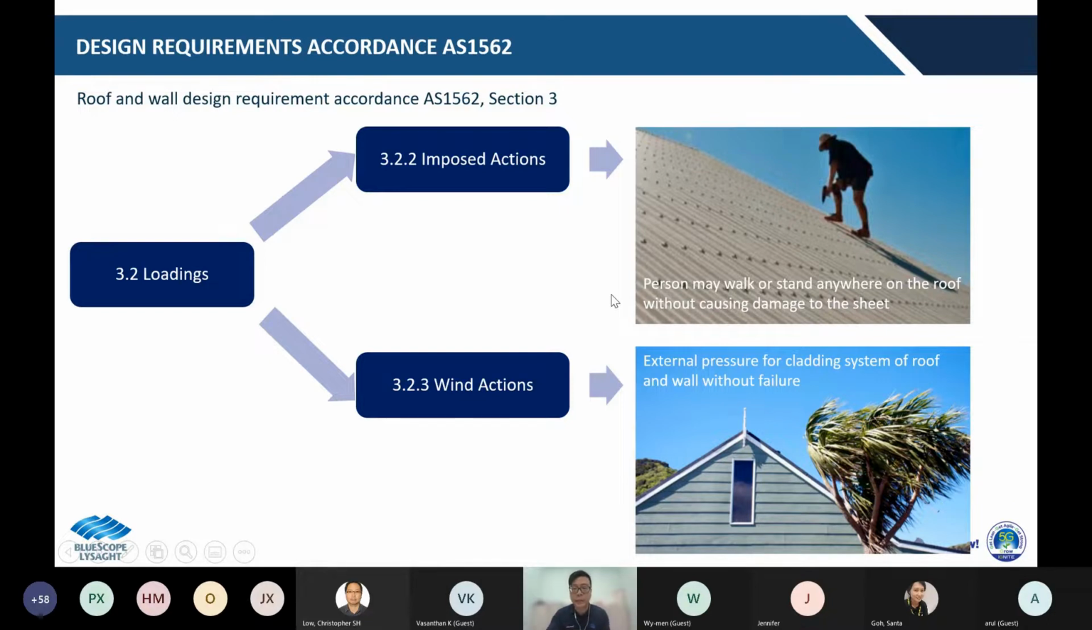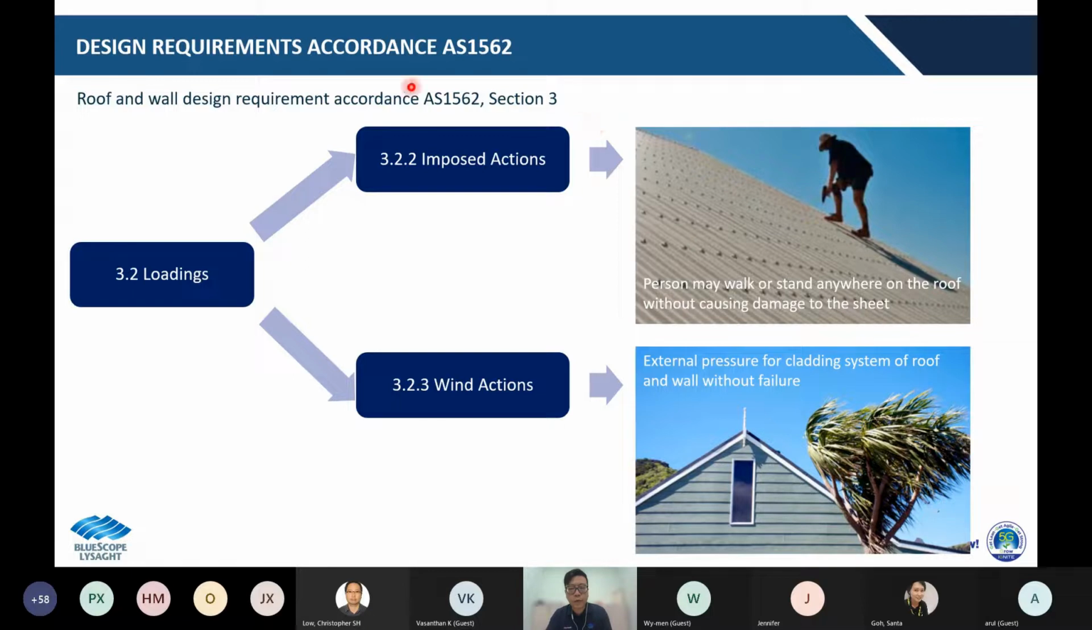So according to the design requirement as specified in AS 1562, section 3.2, it breaks down into a few basic requirements that must be complied with when steel cladding is used in your project. Okay, we point it out.